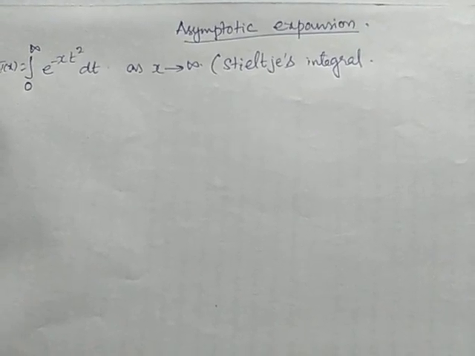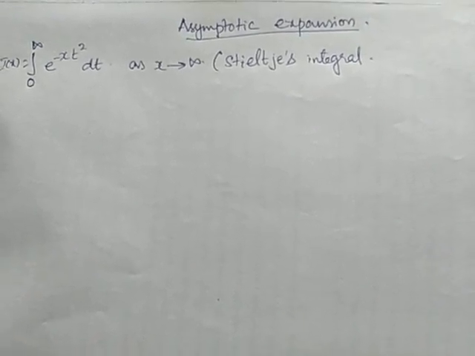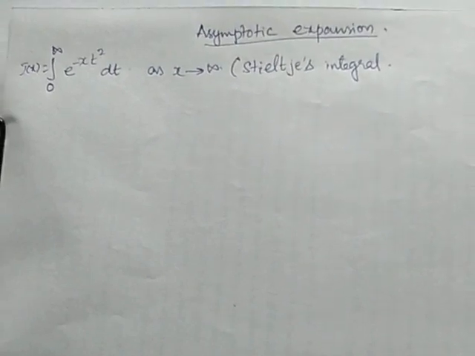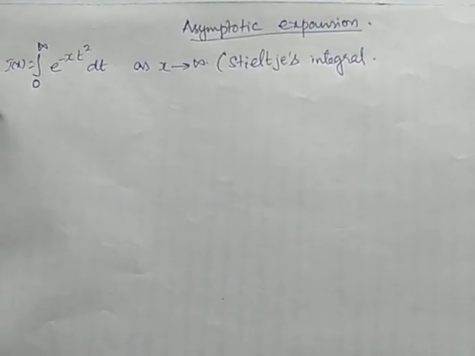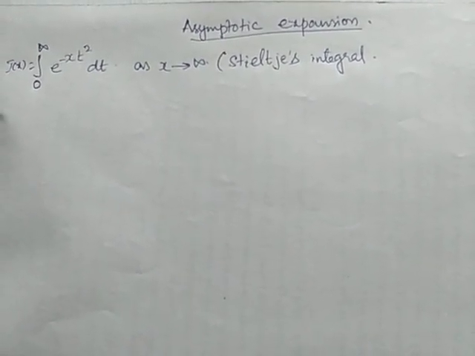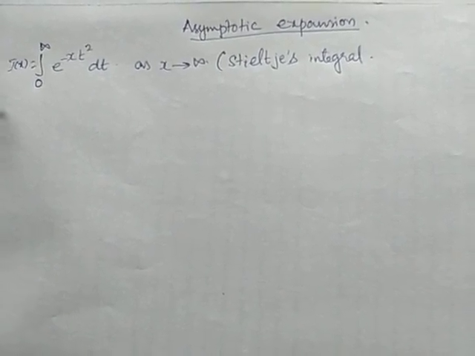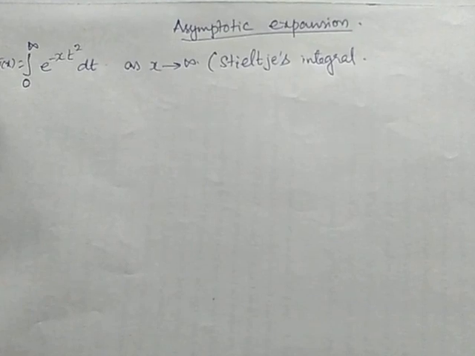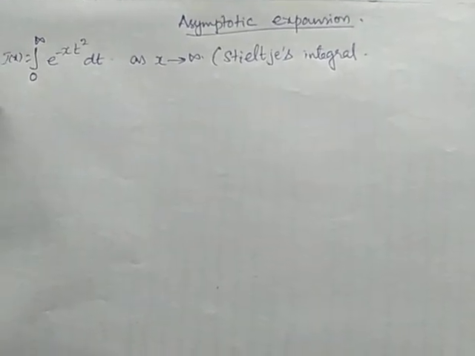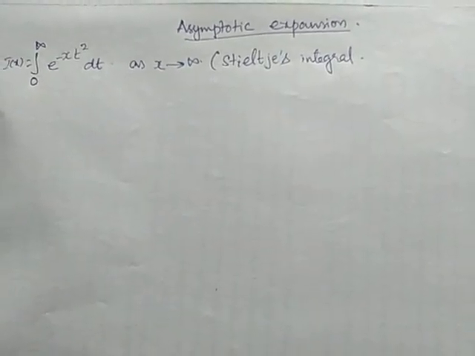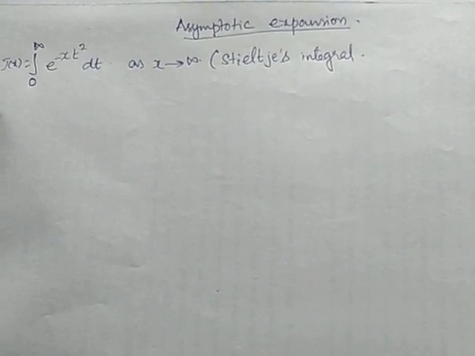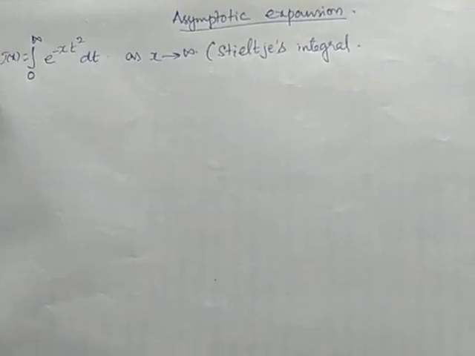Hi everyone, this is a continuation class of asymptotic expansion. We are studying how to find asymptotic expansion. There are different methods to find asymptotic expansion. The very first method is integration by parts. So we are seeing some problems to find asymptotic expansion using integration by parts.